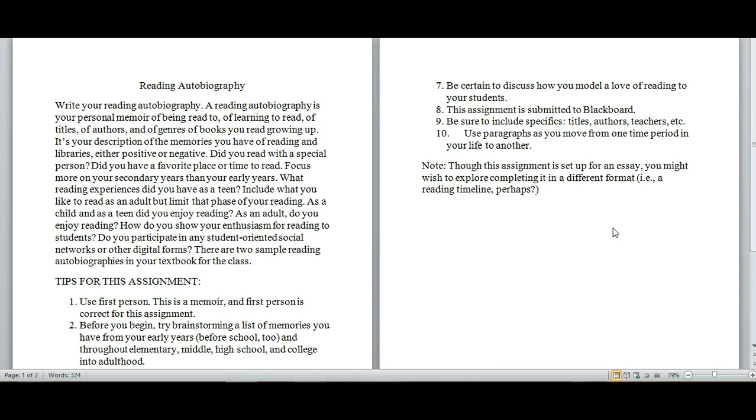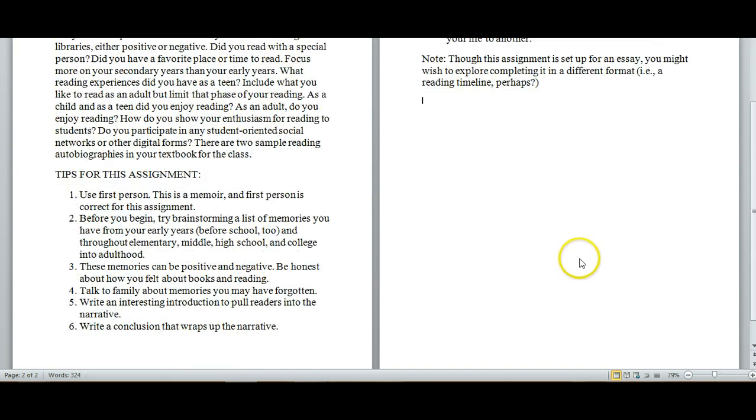So as you approach this assignment, I would look at the tips here for the assignment. If you look here, the first tip tells you to be sure that you use first person. This is a memoir, and first person is the correct person for this assignment. So your reading autobiography should be filled to the brim with I, me, my, rather than "if one were to look back on one's life, one might forget", that kind of soulless writing in third person. I want first person here.